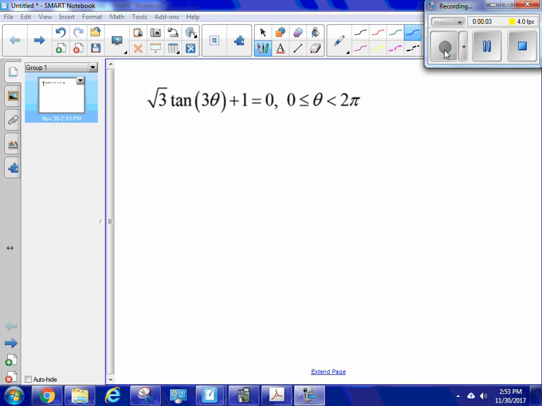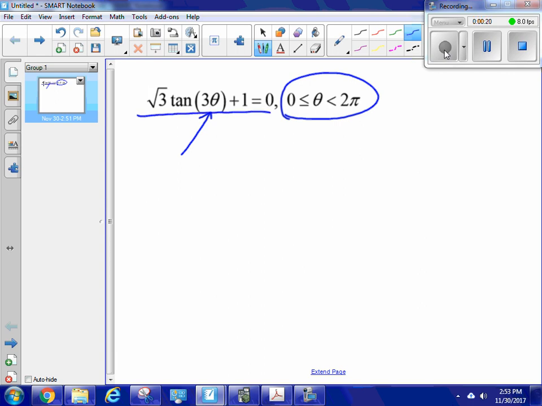Let's solve this trigonometric equation. What we're asked to do is find all values of theta between 0 and 2 pi that will make this equation true. Theta is just a variable, and generally it reflects an angle. So we want to find out what values make this true.